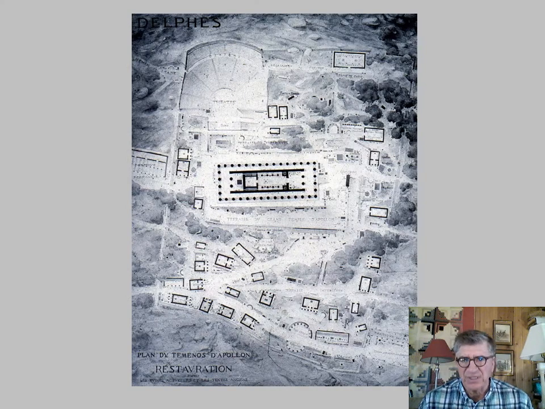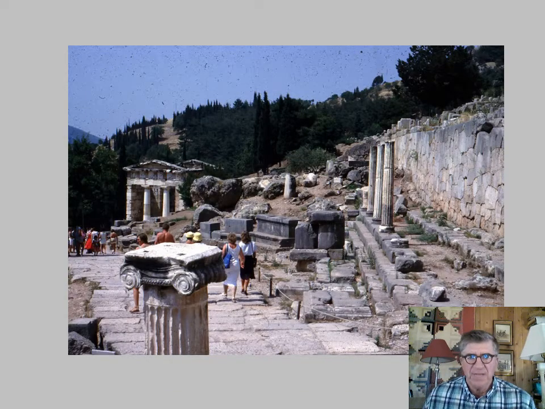What you have here is a slope, and so they had to build a sacred way that leads up a series of terraces up to the temple and the altar of Apollo, where the oracle was housed. And then there was a theater and a stadium further up the hill. Here's a view of the Sacred Way and many of the remains of the monuments. The building in the distance is the treasury house of the Athenians.